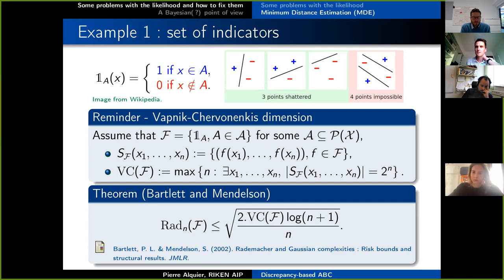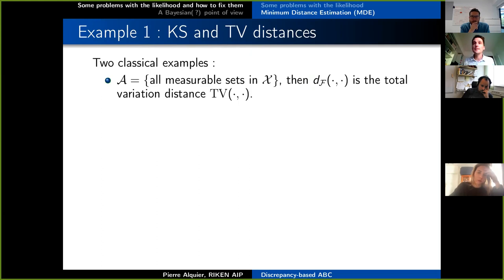So, just talking about indicators, consider two possible families of sets. The first one will be all the measurable sets. So the sup over all the measurable sets leads to the total variation distance.